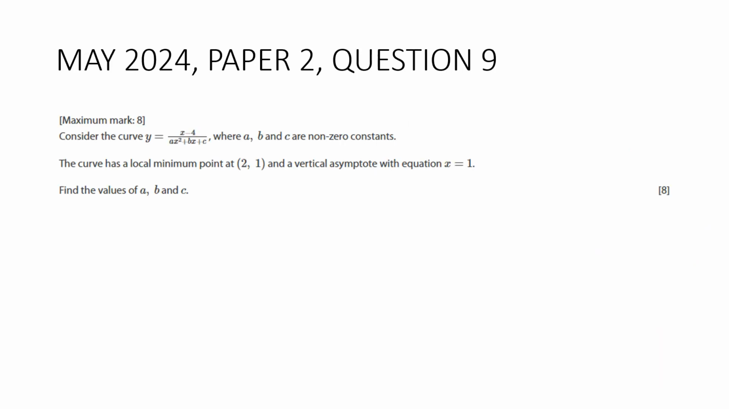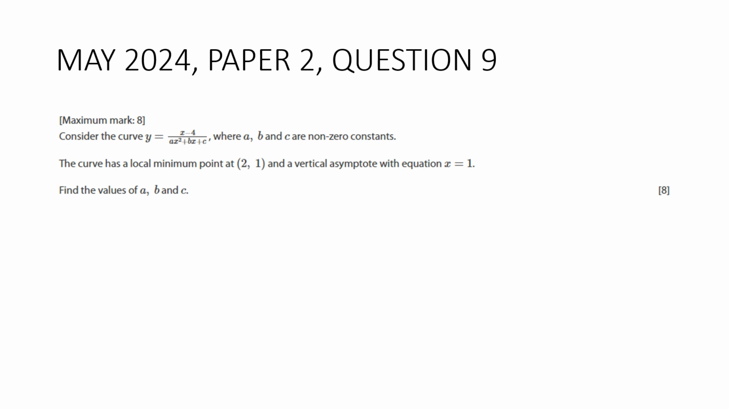Okay, let's finish off with a past paper question. So this is from May 2024. It's paper 2, so it's a calculator question, and it's question 9, so it's pretty tricky. And it's 8 marks. Consider the curve y is equal to x minus 4 all over ax squared plus bx plus c. a, b, and c are non-zero constants. The curve has a local minimum point at 2, 1 and a vertical asymptote with equation x is equal to 1. Find the values of a, b and c.